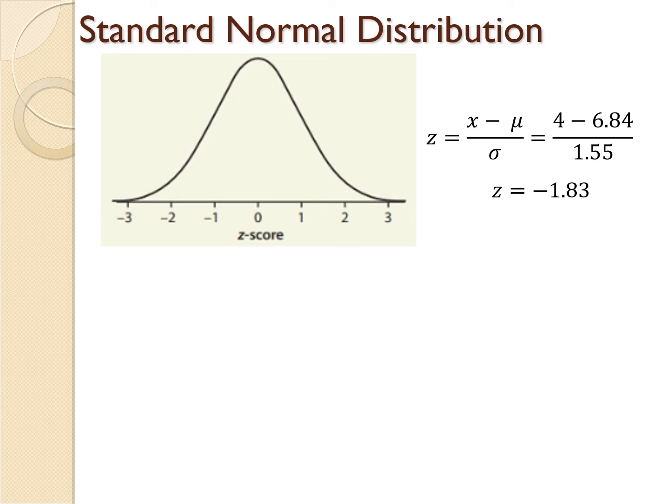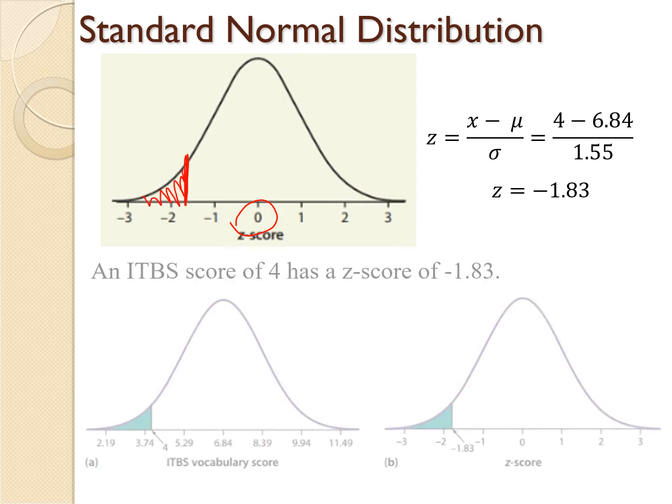Now, the z-score is showing us a standardized value. In a standardized distribution, we have a 0 right in the mean, because anything with a z-score of 0 would be equal to the mean. And for any problem like this, we want to sketch out the curve. So we have negative 1.83 as our z-score, which is right about there. And we're interested in finding the probability that a student gets less than a 4, or less than the z-score. So we would shade it to the left there.